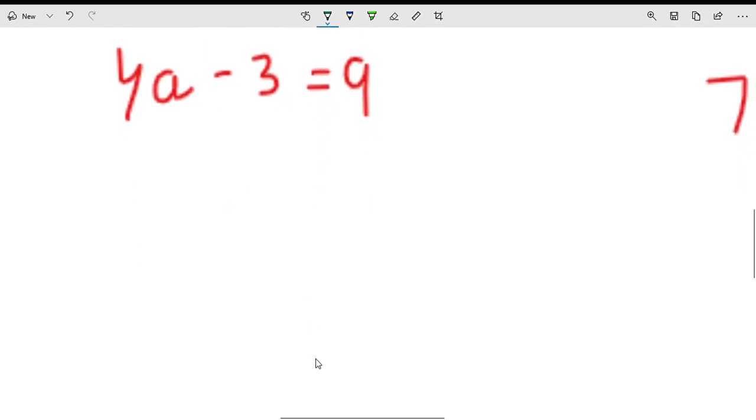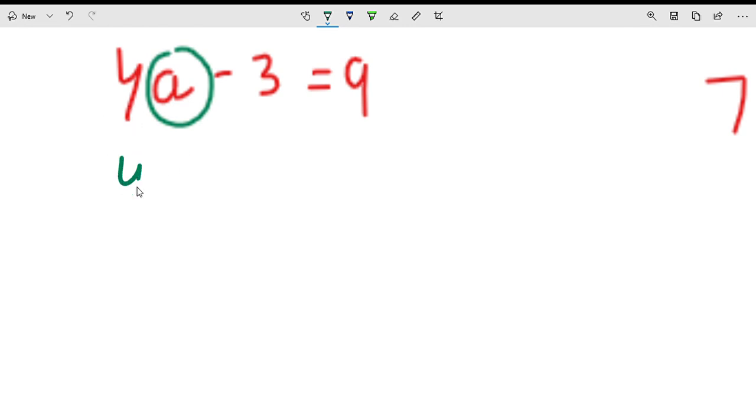Now, let's just do another question. 4a minus 3 equals 9. We have to find the a here. So we just want a on one of these sides. And this is actually called making a the subject, and it is a separate topic, so we'll cover it in detail.